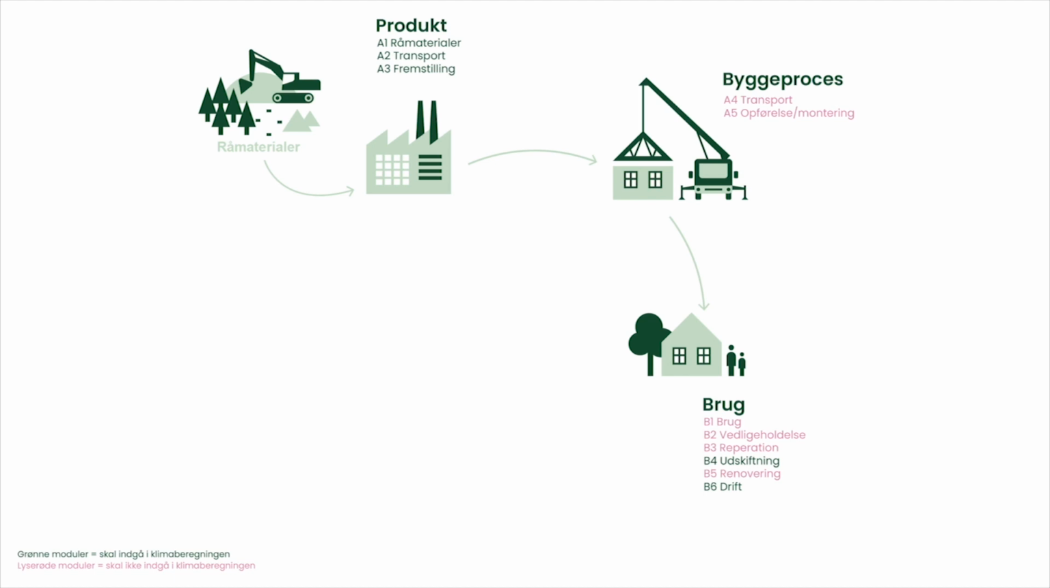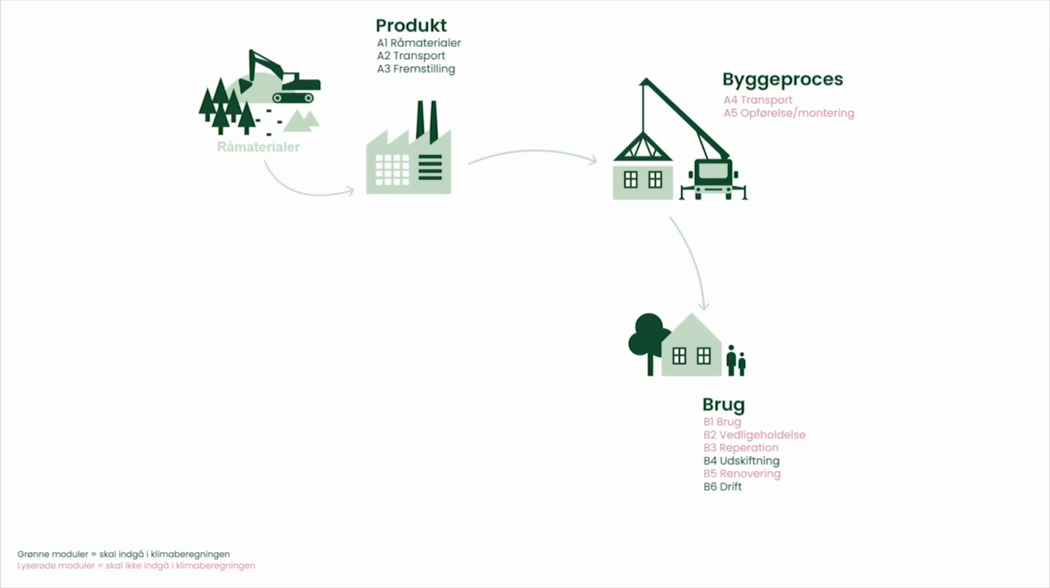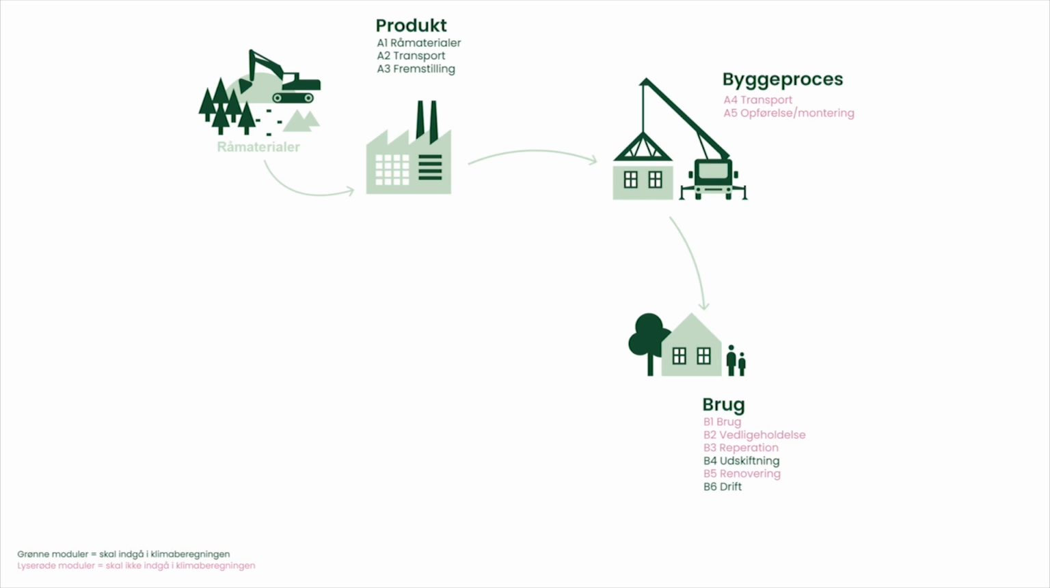The only two phases that we have to include for building use is replacements, phase B4. And that means if you have materials or building elements that will not last for 50 years, then you have to multiply the CO2 with the number of replacements. So imagine you have a window that will only last 25 years, then you have to double the amount of CO2 from that window because you have to replace it during the 50-year time span.